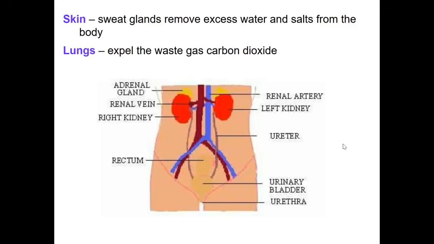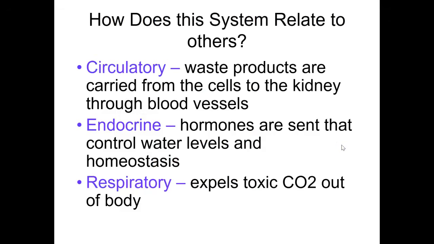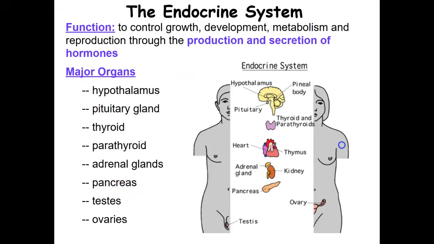Lungs expel waste, which is carbon dioxide. Works with circulatory because waste products are carried from cells to the kidney through blood vessels. Endocrine hormones are sent to control water levels and homeostasis. Respiratory expels carbon dioxide.